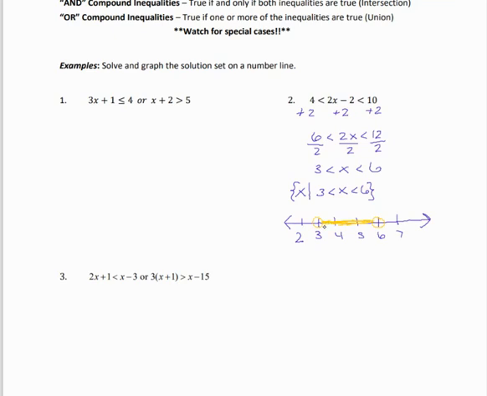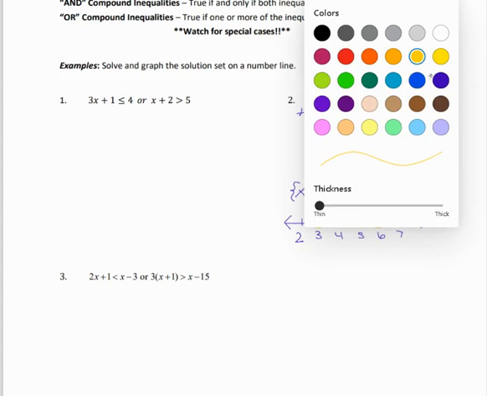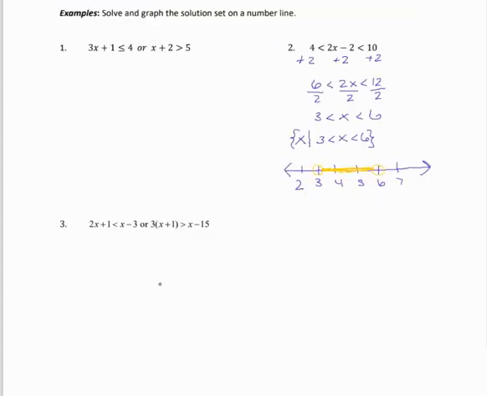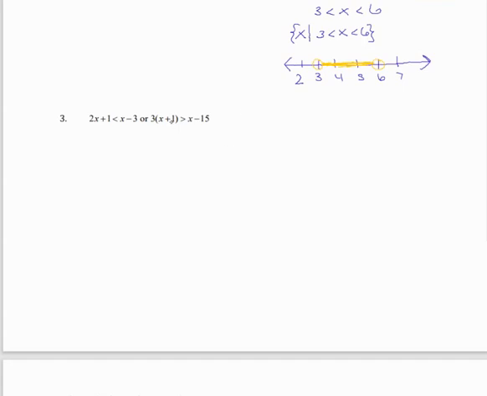Okay, let's take a look at number 3. Number 3 is an or statement. We can see right there that it says or. So we're just going to take these as two inequalities as they are. Let's first solve the first one. I'm going to get our variables to one side. So I'm going to move this x over, and that's going to give me a single x plus 1 is less than negative 3. Subtract the 1, x is less than negative 4.